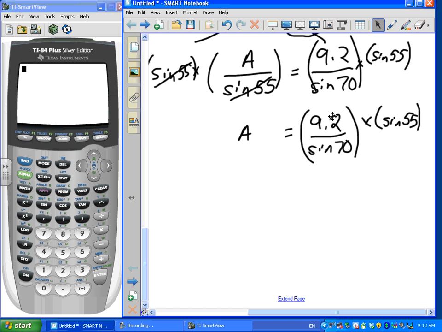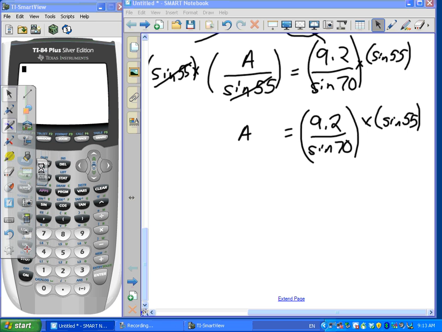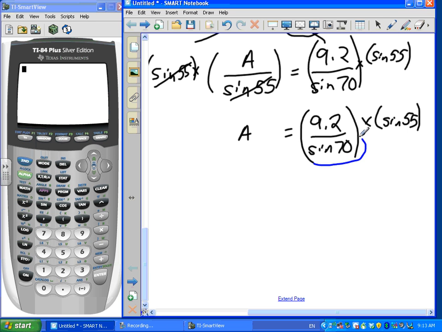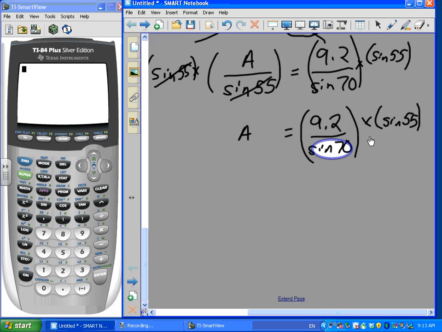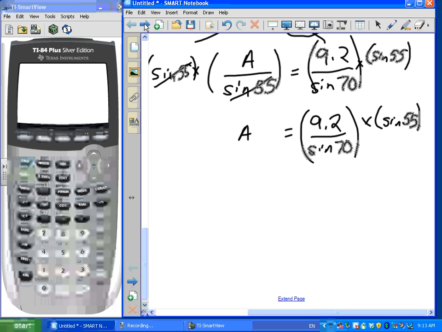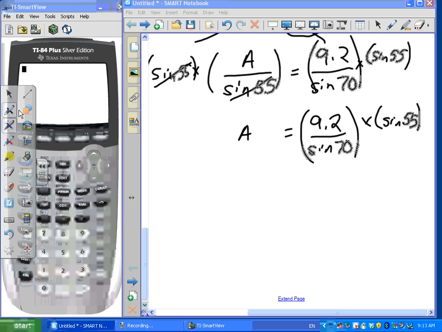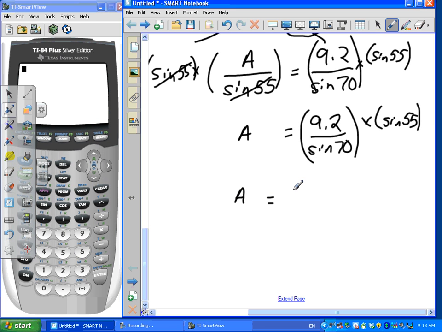Okay, so we've brought up the calculator on the side. We still have to solve for this equation here. First thing I'm going to do, I'm going to do this one step at a time. So I'm going to solve for sine 70 first, okay? Just one part of the fraction. That means everything else is going to be the exact same, so I can bring that down right now. It's still going to say A is equal to 9.2 over, and we're solving for sine 70 times sine 55. I'm doing this one step at a time. So I'm trying to solve sine 70.